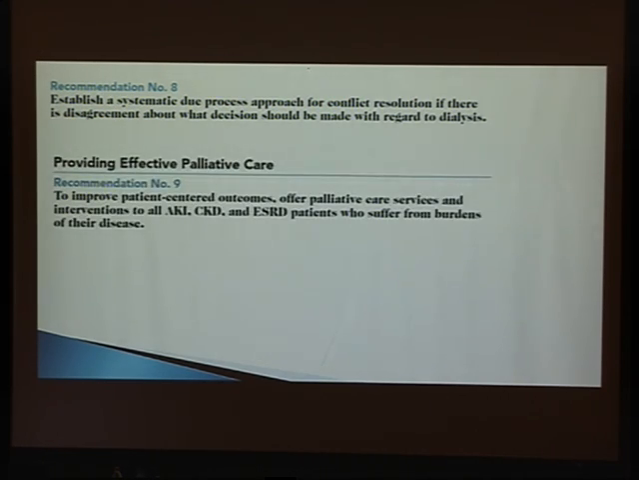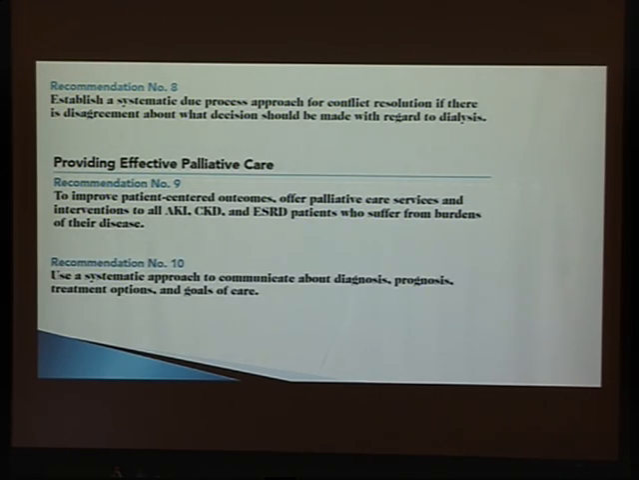Recommendation number 9, talking about providing effective palliative care to improve patient-centered outcomes. Offer palliative care services and interventions to all acute kidney injury, chronic kidney disease, and interstitial renal disease patients who suffer from burdens of their disease. As we know, the symptom burden of the chronic kidney disease patient or interstitial renal disease patient is huge, and that's why we have to design a very effective way to deliver palliative care for those patients.